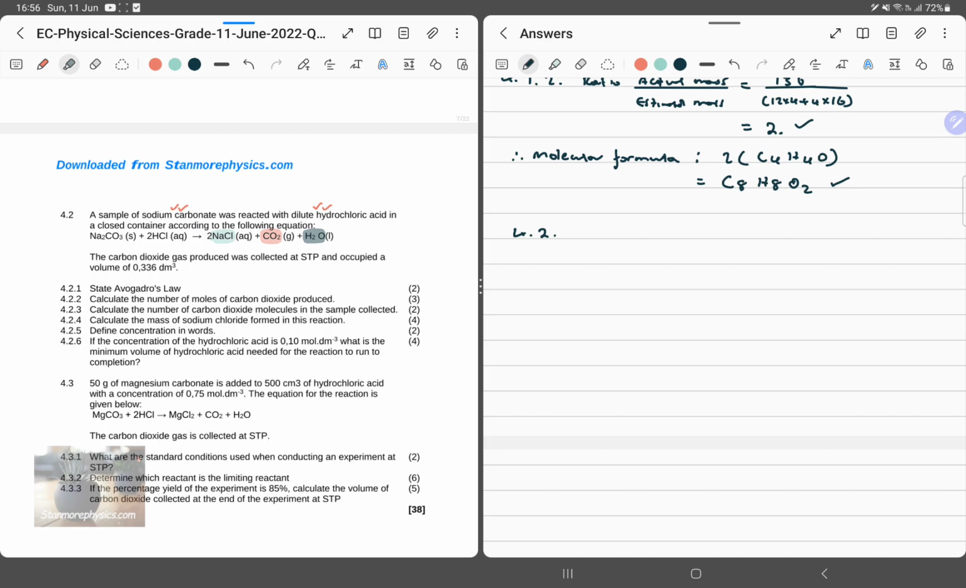So this is a weak base reacting with a strong acid. It is going to form what? This neutral salt, sodium chloride, okay? But the problem is that what makes this thing acidic is that carbon dioxide will react with water to form carbonic acid, which is the weak acid. So the pH will essentially be less than 7.